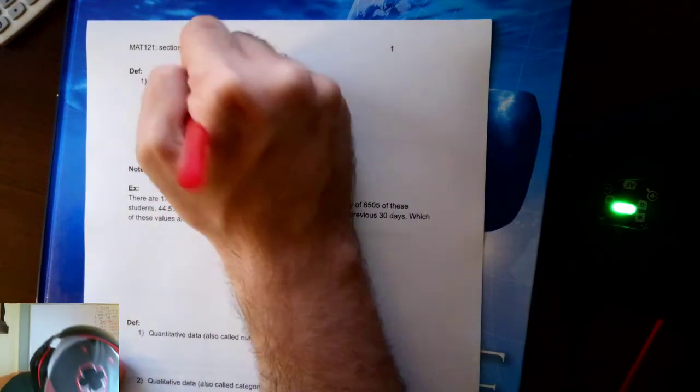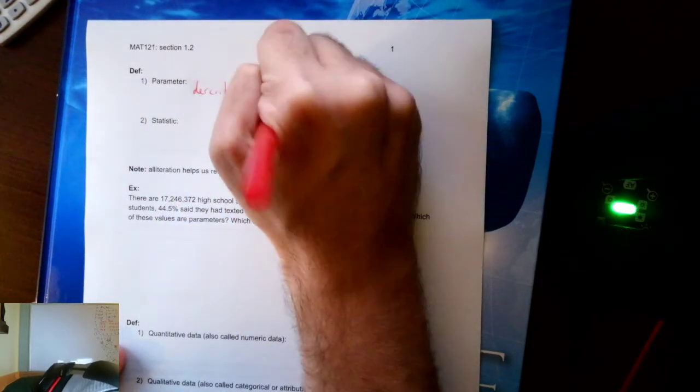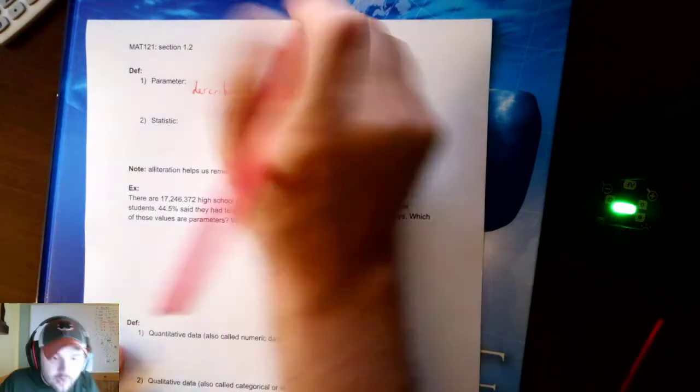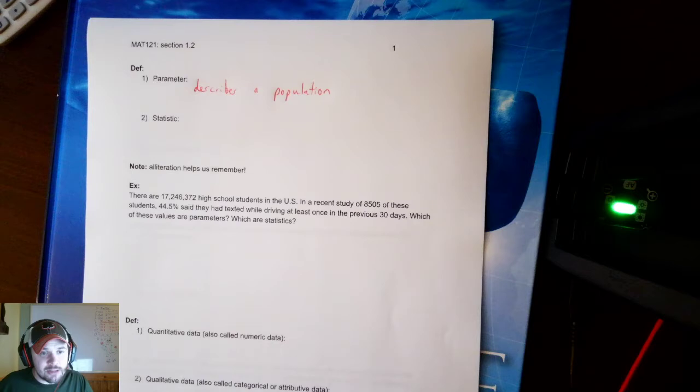A parameter describes a population. A parameter is anything that's describing the population. Maybe it's a mean, an average about the population. That would be a parameter if it describes the population.